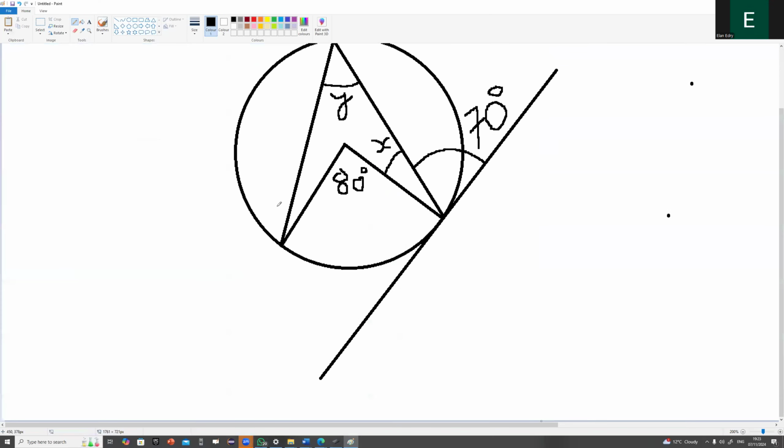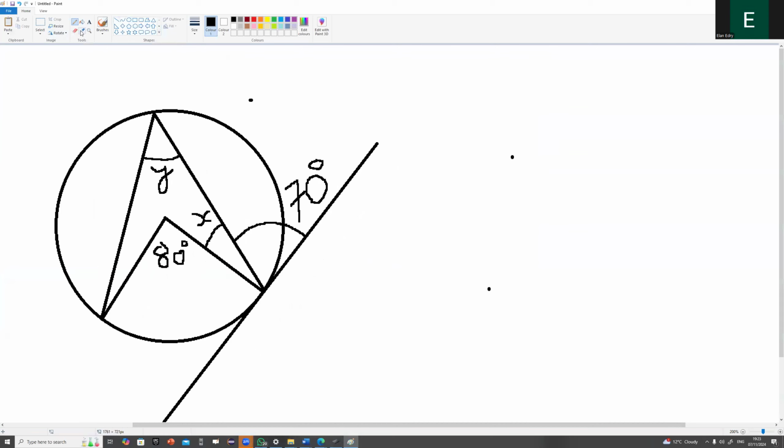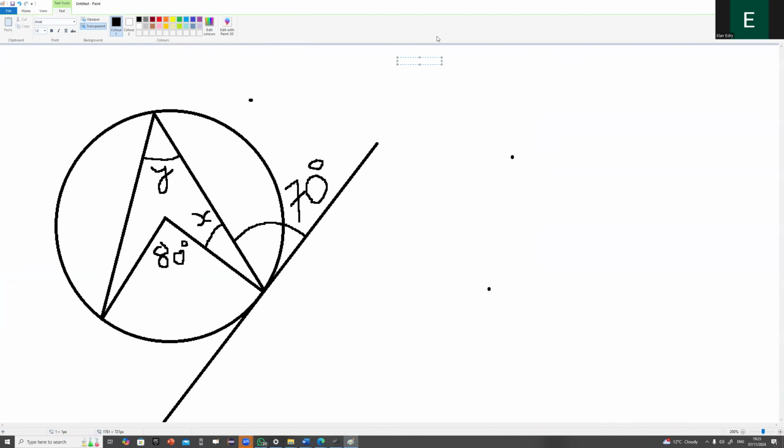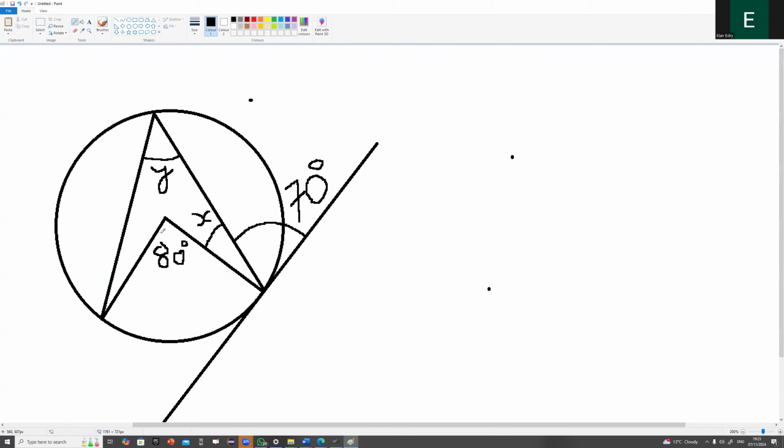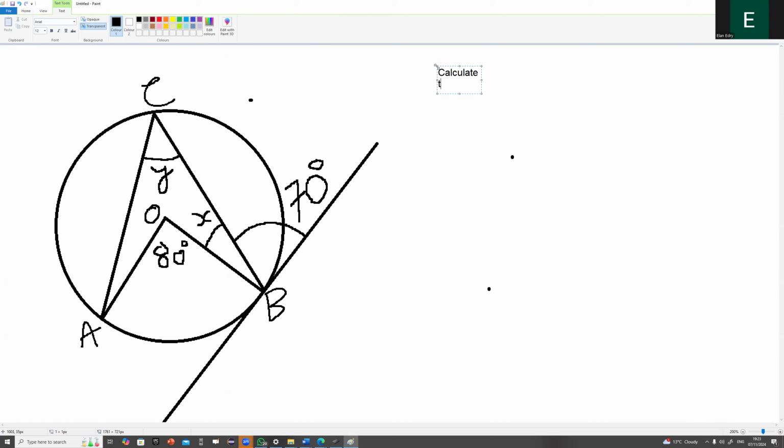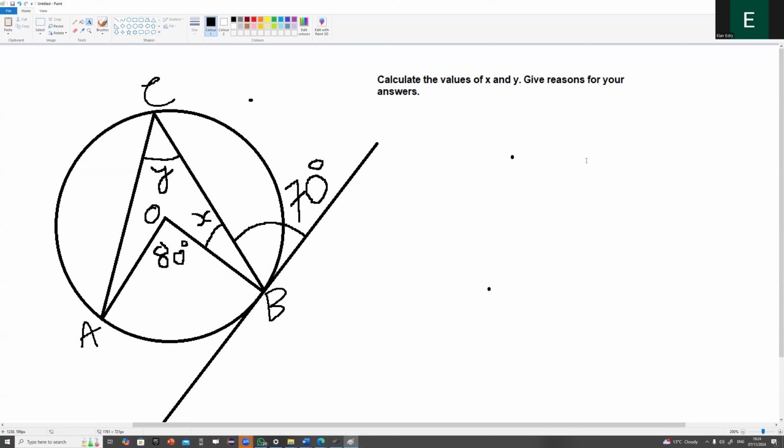Okay, so have a go at this question. I'll write the question now. And also, I haven't actually said, but this is the center. Okay, so have a go at working out X and Y, and you've got to give reasons for your answers, okay? So have a go at that.